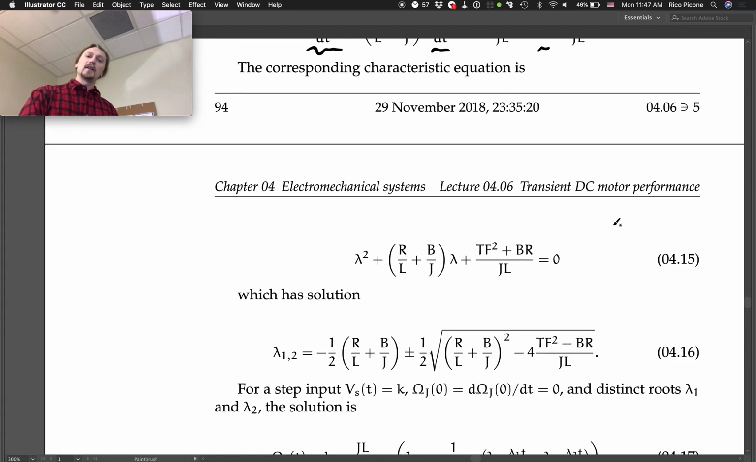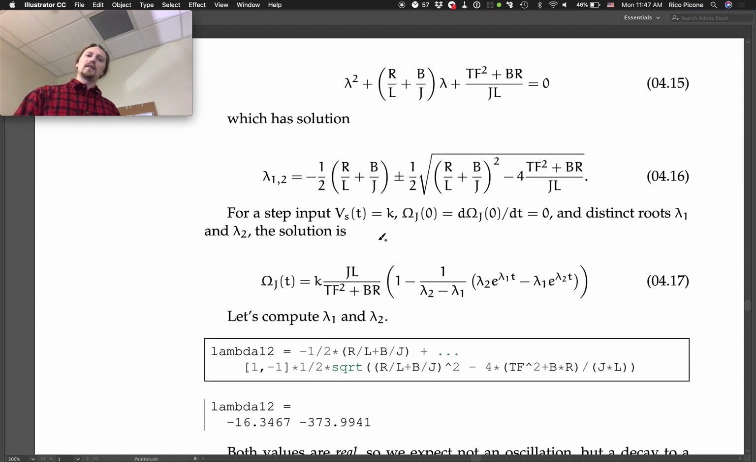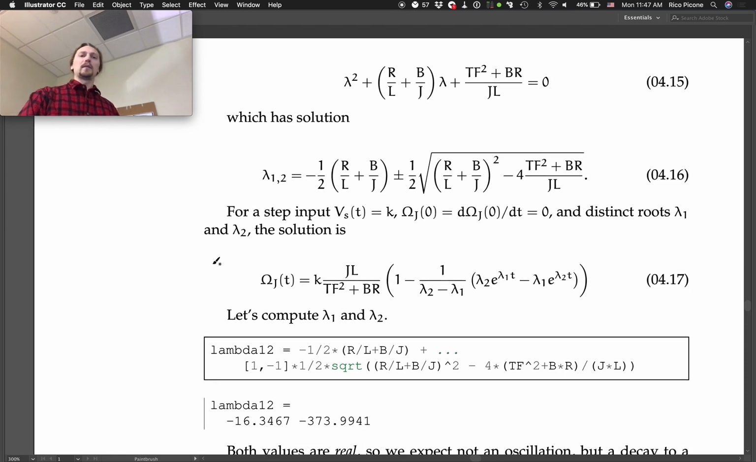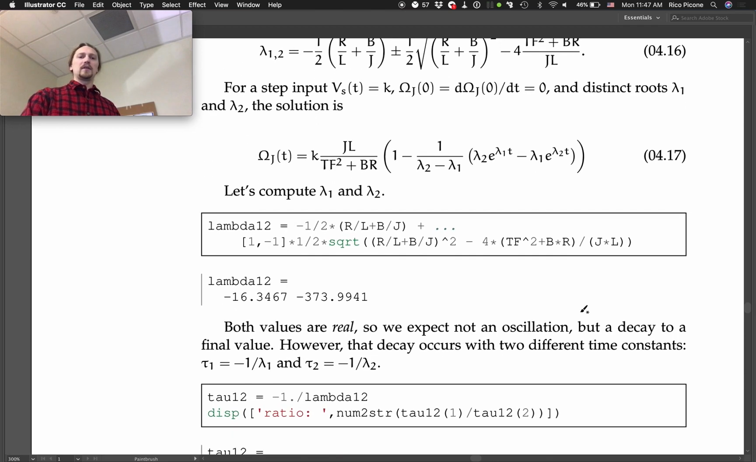So the corresponding characteristic equation is given here if we're going to start looking at a solution, which has this solution for the lambda 1 and 2 in terms of our parameters. For a step input, that's just some constant value, and in zero initial conditions, for distinct roots lambda 1 and lambda 2, we're going to make that assumption and see if it's true. We have this solution for 17, which if you go back to the differential equation stuff, this is the solution you need. Let's compute lambda 1 and lambda 2 in MATLAB, and we get negative 16 and negative 374. So both of these values are real, which is important, and they're also distinct, so our assumption was correct.